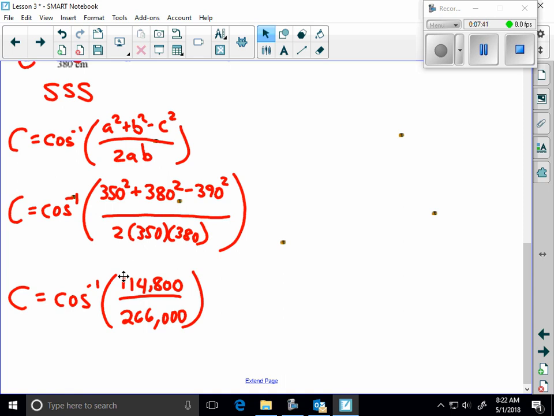Wait, so after this, do I have to do another parenthesis right here? Because I didn't divide it by... No. Okay, then we got a problem.